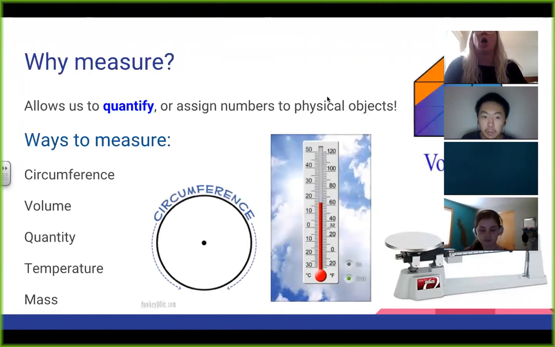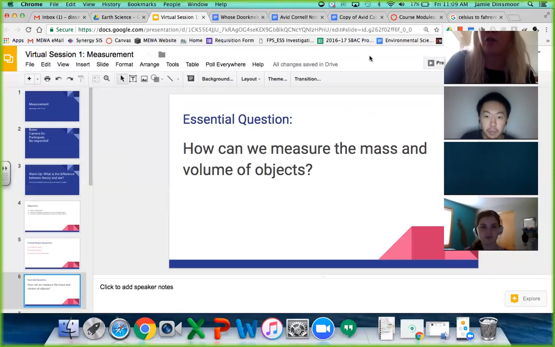So first of all, why do we want to measure? Which, by the way, sorry, this is my third virtual session of the day, so I'm a little like, ugh, in my brain right now.